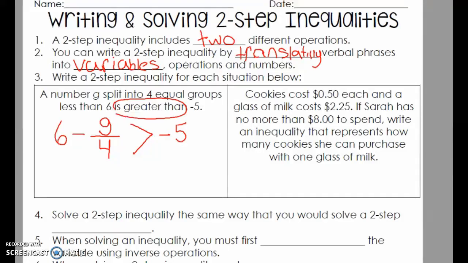My friend Sarah is going to read us the next problem and tell us how to write it. Go ahead and read to us and we'll help you. Nice and loud. Cookies cost 50 cents each, and a glass of milk costs $2.25. If Sarah has no more than $8 to spend, write an inequality that represents how many cookies she can purchase with 1 glass of milk.